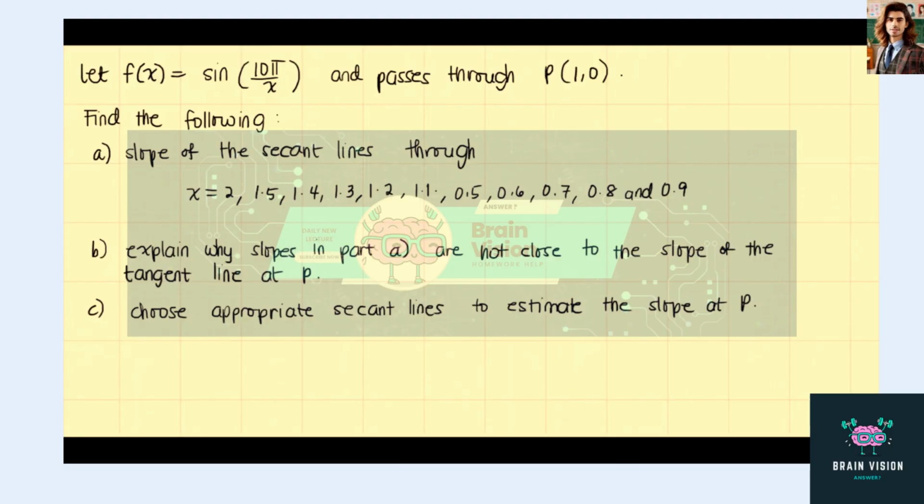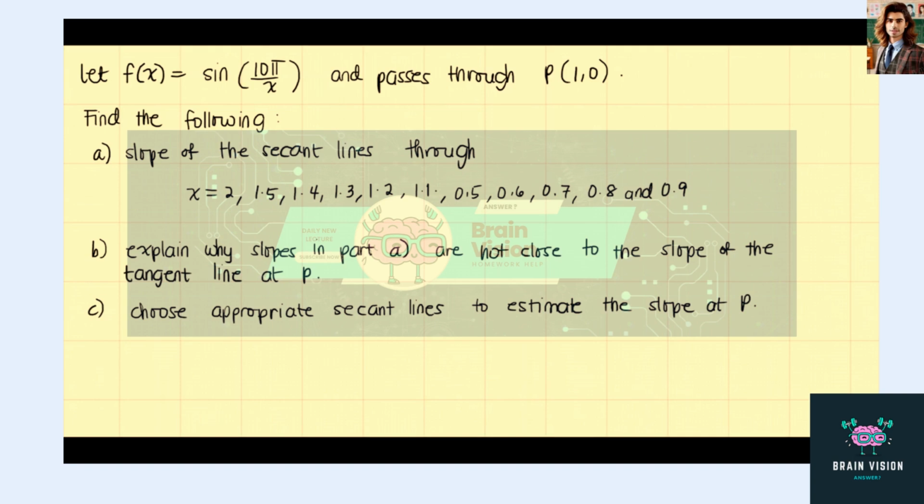Given f of x equals sine of 10 pi over x, which passes through the point P, with coordinates (1, 0), we need to find the following. First, the slope of the secant lines through the given x values. Then, explain why these slopes of the secant lines in part A are not close to the slope of the tangent line at P. Lastly, choose appropriate secant lines to estimate the slope at P.